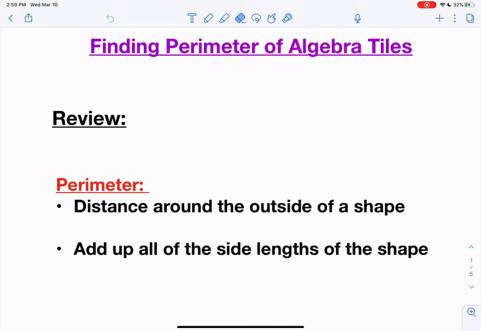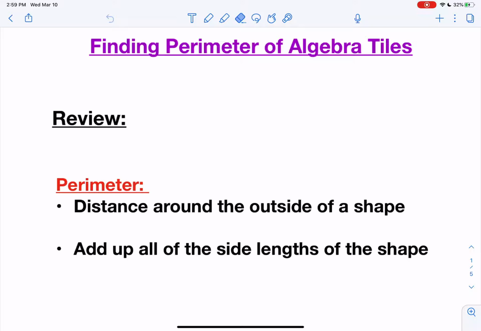Today we're going to be looking at how to find the perimeter of algebra tiles. And the hope is that this practice of finding the perimeter, like what we did in our other video of finding the area with algebra tiles, will help us practice combining like terms.